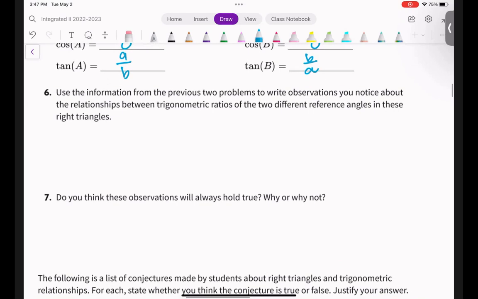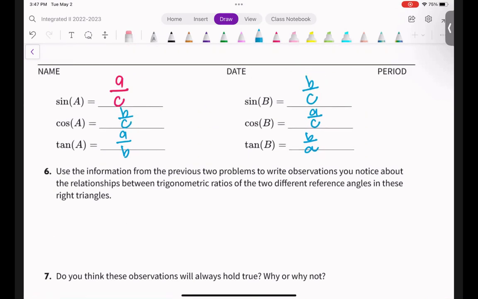It says use the information from the previous two problems to write observations you note about the relationship between the trig ratios of the two different reference angles. So this is something that you guys have already noticed. I said, what do you guys notice? And I was only looking at sine and cosine. You talked about how cosine of A matches with sine of B, and that sine of A matches with cosine of B. There's some switching going on. I think that's the word that you guys used. And then same thing kind of with tangent, it's almost like a different kind of switching.